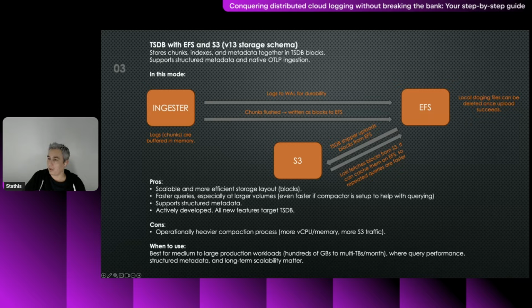Then the TSDB shipper uploads blocks from EFS to S3, and once this upload succeeds, local EFS copies can be cleaned up. For the WAL, once the flush to S3 succeeds, the WAL entries that correspond to this block are removed. Now, if Loki crashes during upload, a partial block on EFS can be retried after restart. This is where EFS protects against ungraceful shutdown. If you query all logs, Loki fetches blocks from S3. It can cache them on EFS, so repeat queries are faster.